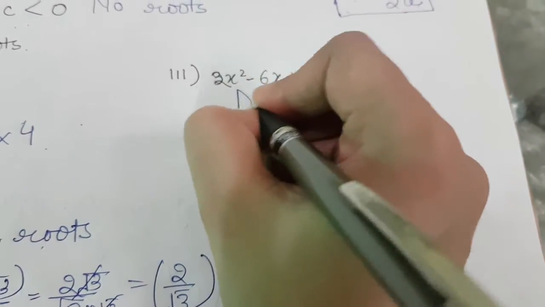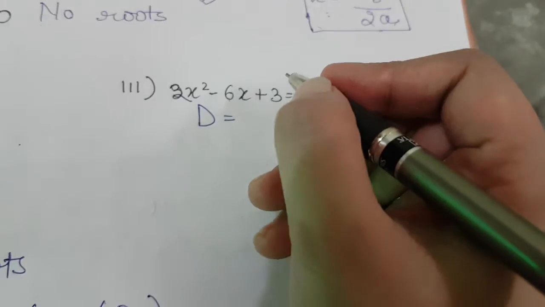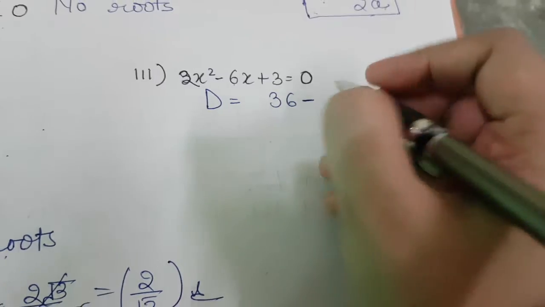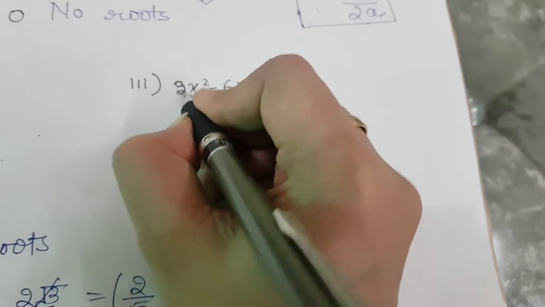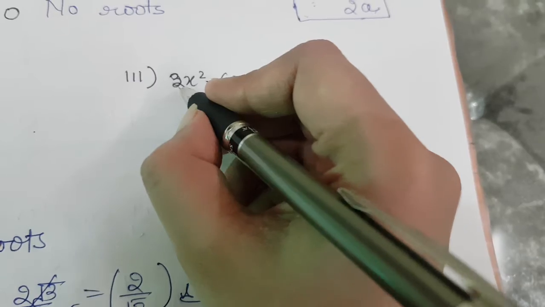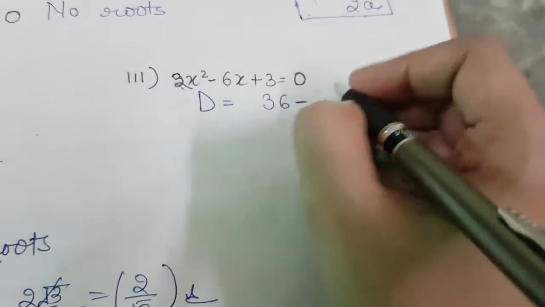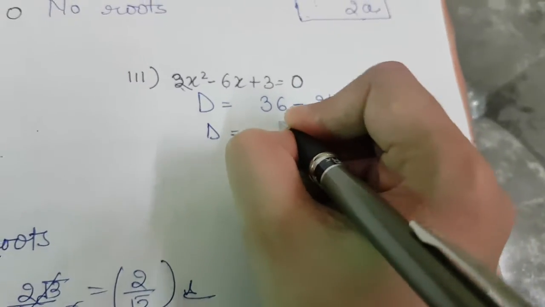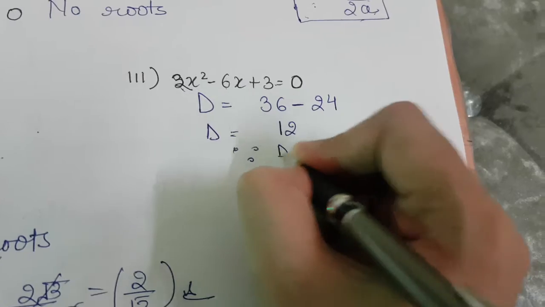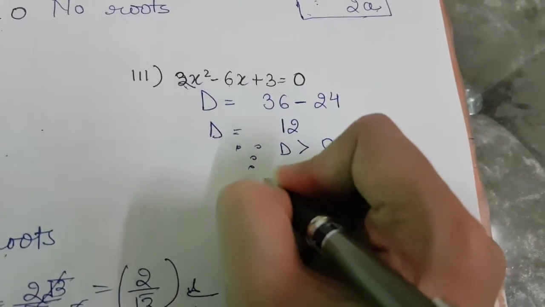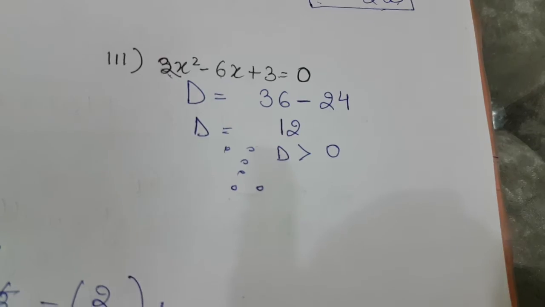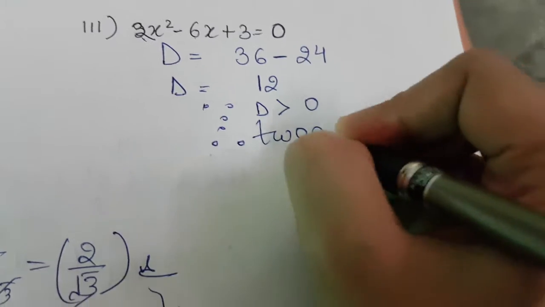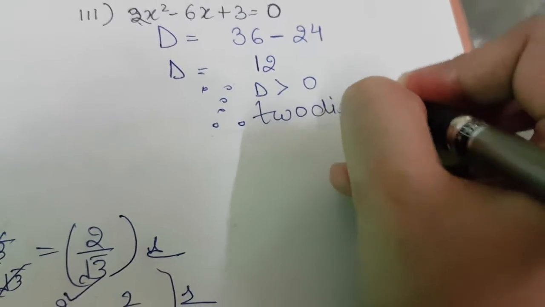First find out the value of D. B square. Now I am doing directly. 6 square is 36 minus 4 into 2 into 3. So 4 into 2, 8 into 3, 24. So D value is coming 12. Since D value is greater than 0, therefore nature of roots: two distinct real roots.